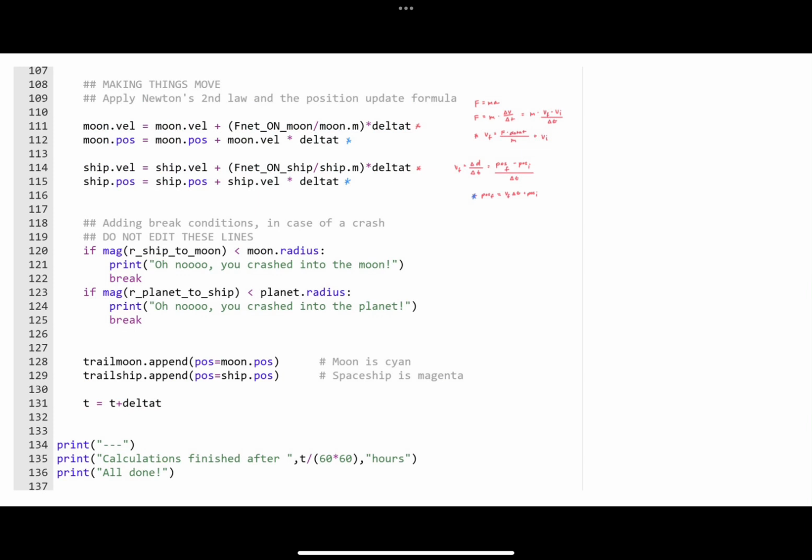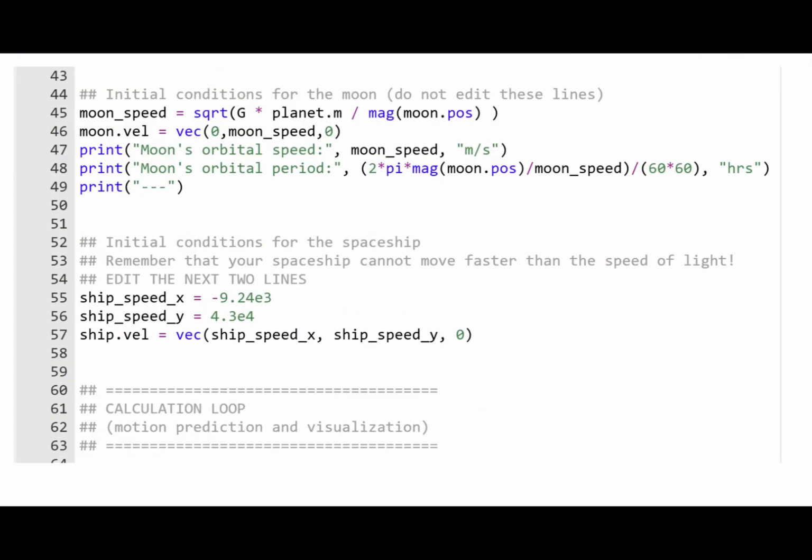Next, we find the new velocities and position for the moon and the ship given a change in time using Newton's second law. You can see the modifications and substitutions made based on the variables that we knew. On lines 55 and 56, we can alter the initial velocity of the spaceship as it leaves the moon. This allows us to see the effect on the orbit based on these values.